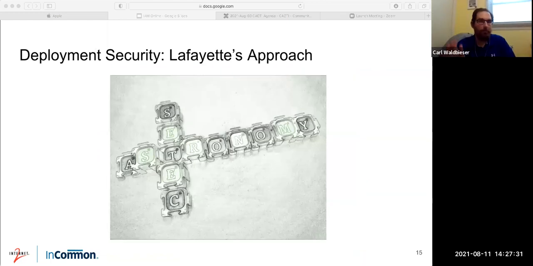Hi, my name is Carl Walbieser. I'm with Lafayette College. I'm the systems programmer there, and I'm also on the identity and access management team. Recently, over the last year or so, Lafayette College has been moving a lot of its on-premises infrastructure and workloads into public cloud infrastructure. And during that migration, it forced us to really think about some of the new ways we need to manage our resources as we make this migration.